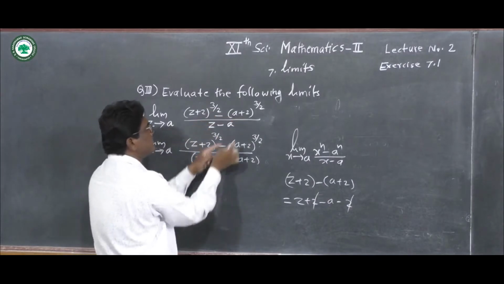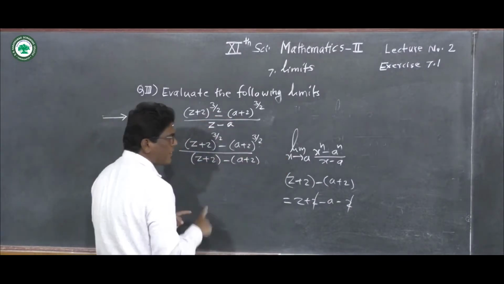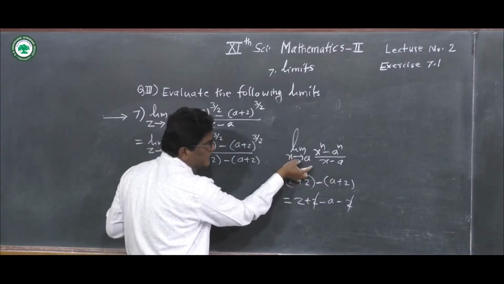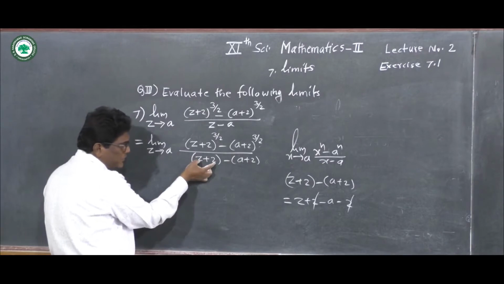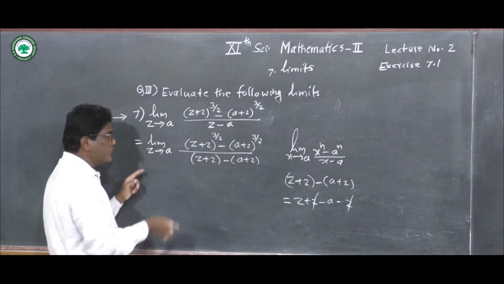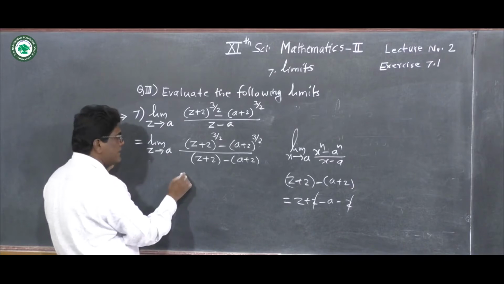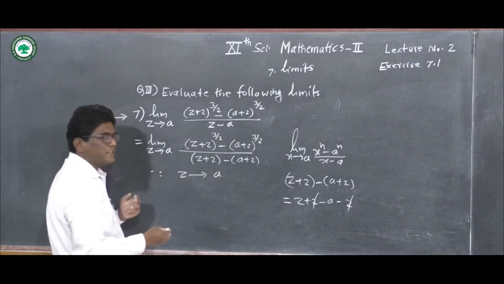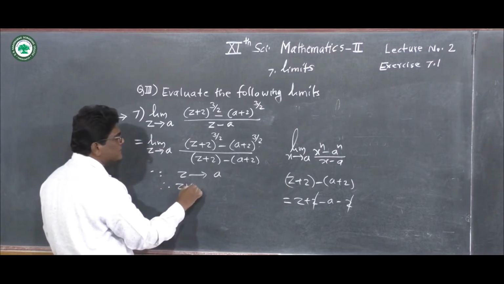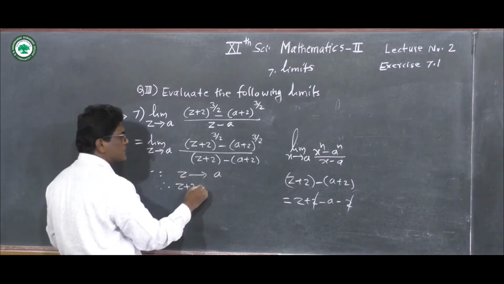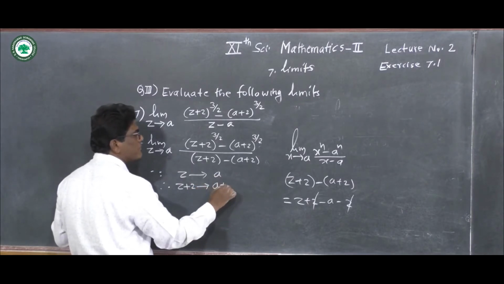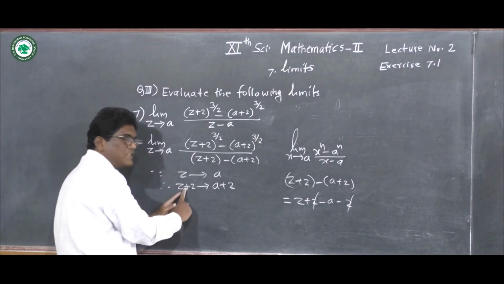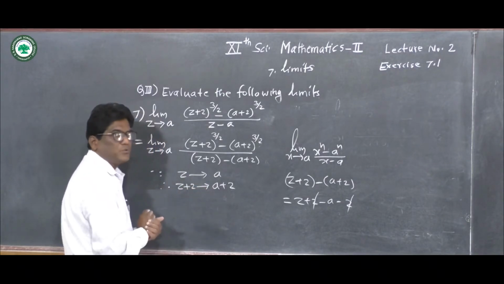So we take the subtraction of these two and directly use the formula. But it is divided by x minus a, and x should tend to a. Here z plus 2 should tend to a plus 2, but we have been given z tends to a. Now since z tends to a, we add 2 on both sides. Therefore z plus 2 tends to a plus 2. So z tends to a is the same as z plus 2 tends to a plus 2.